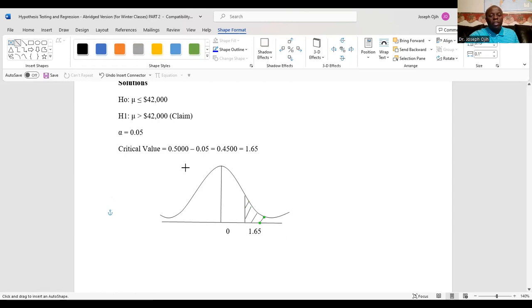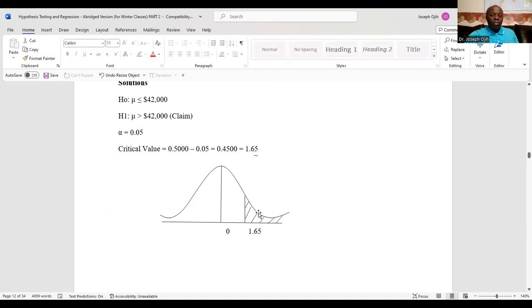If your answer falls in this critical region, that means you reject the null hypothesis. If it doesn't fall on it, you don't reject it. You can see that it's on the right side, so we call it the right-tailed test. So if our answer is bigger than this, we reject the null hypothesis. If our answer is equal to this number, which is the critical value, we reject it. Otherwise, we don't reject it.